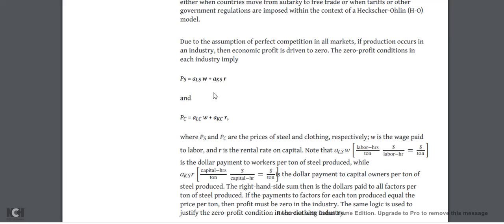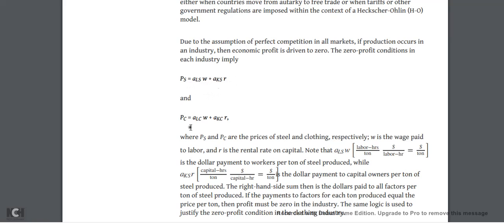Steel production adopts a capital intensive technique, and in the production of cotton a labor intensive technique is adopted. But still, let us look into the production of steel. The production of steel may not happen only by utilizing capital. There will be a few laborers also involved in producing steel, but it will be less when compared to capital. Okay, so PS is equal to ALS W plus AKS R.